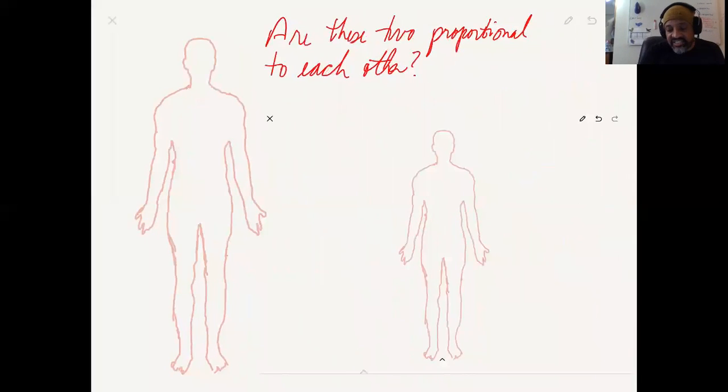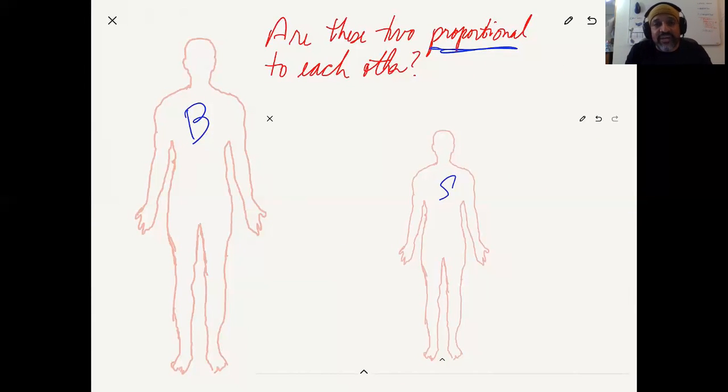So here's another example. Question, are these two guys proportional to each other? This guy over here is bigger, this guy over here is smaller, right? But are they proportional? That's the key question. Now, some people think just because they're different sizes, they're not proportional, but they are definitely proportional because all I did was copy this guy and then shrink him, and I shrunk the whole body, not just a part of his body.